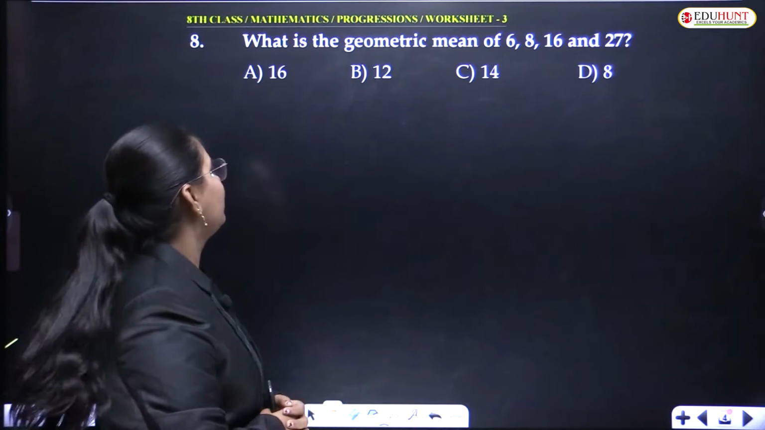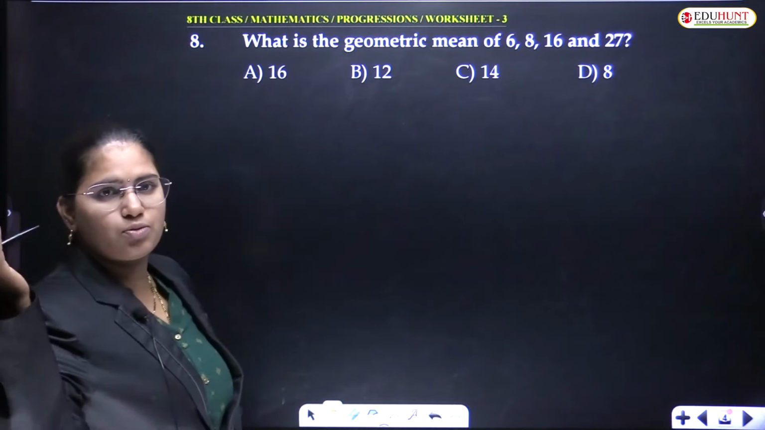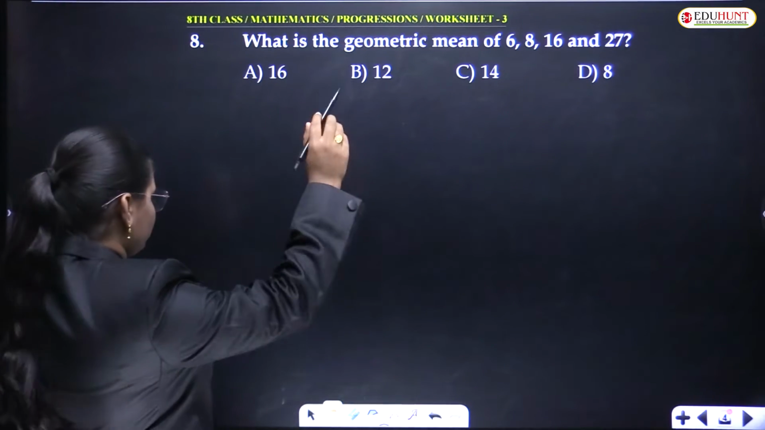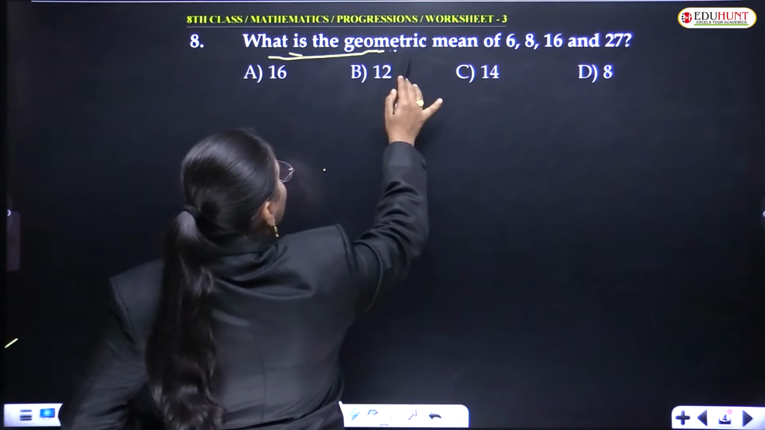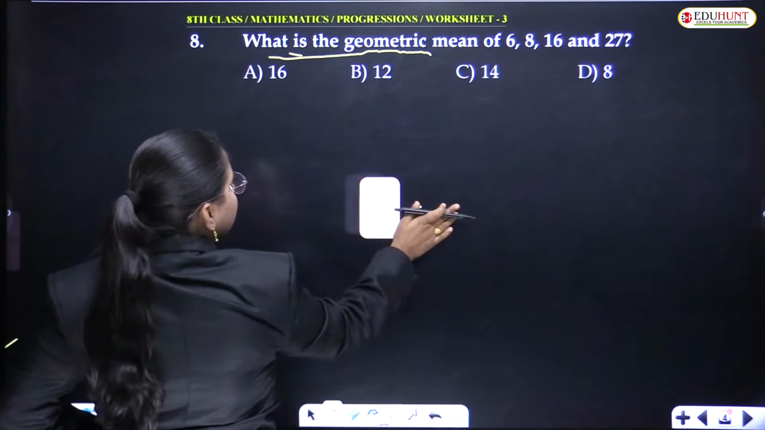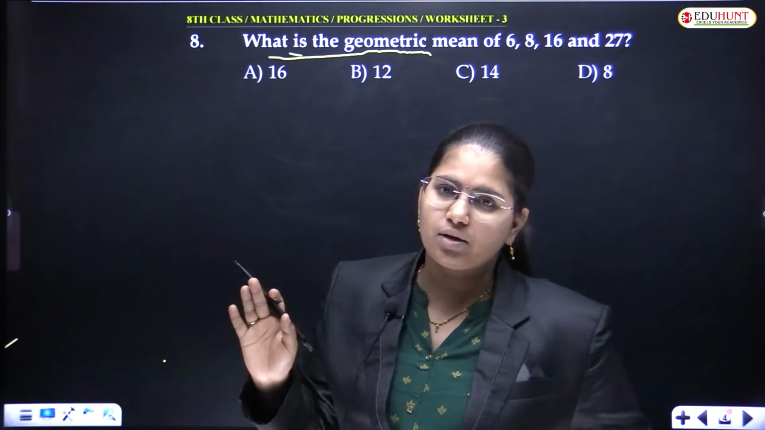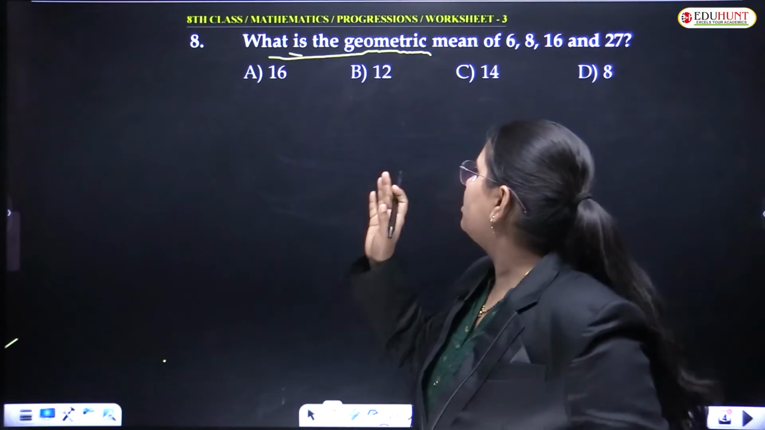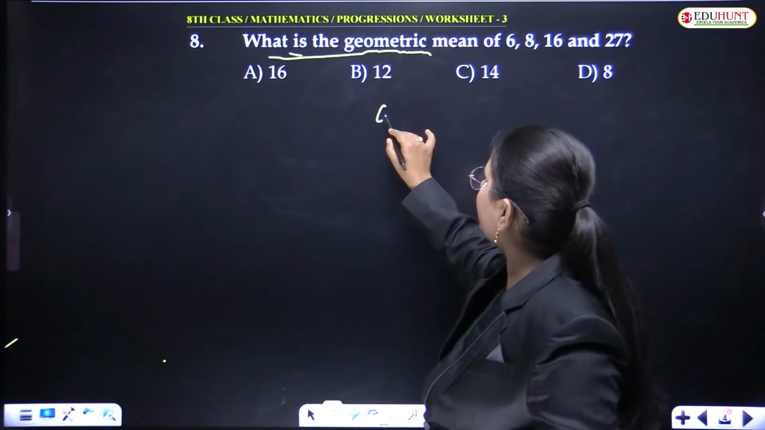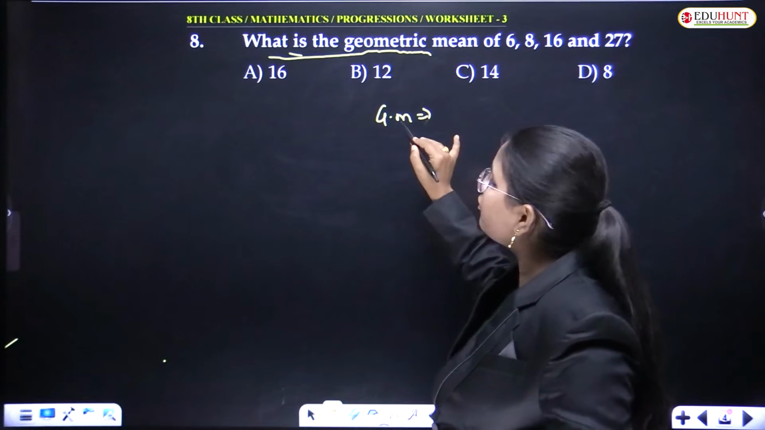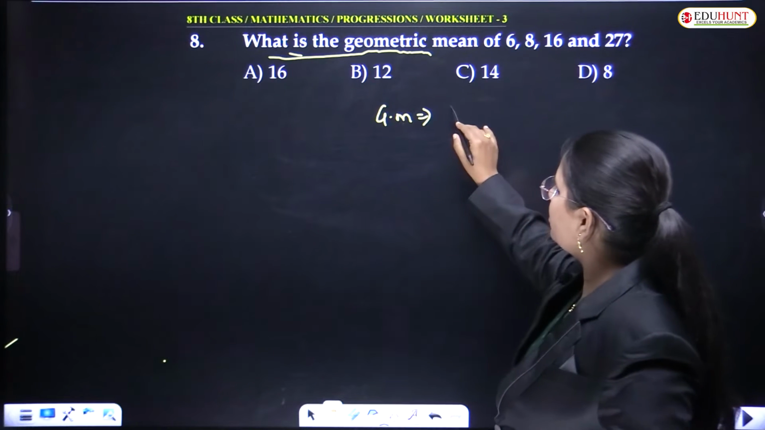So, what is question number 8? This is the first problem of today's session. What is the geometric mean of 6, 8, 16 and 27? I told you a formula. How will you find the geometric mean? Tell me, what is the formula?